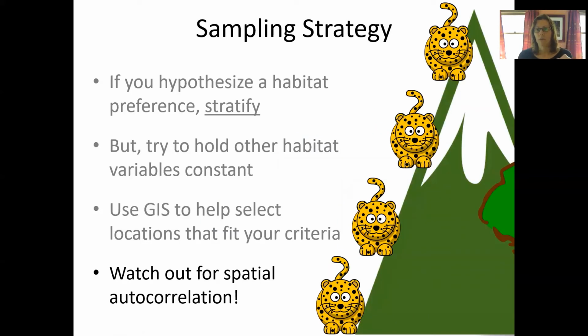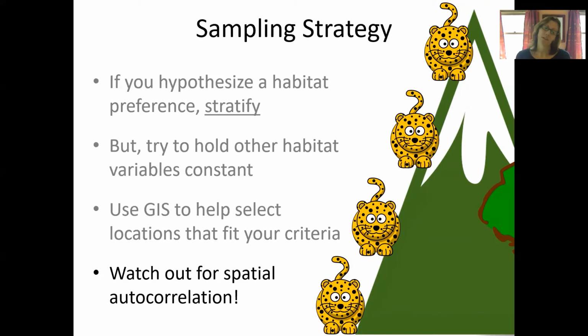So key take-homes in terms of sampling strategy: stratify against whatever variable you're interested in understanding relative to habitat, while trying to hold other habitat variables as constant as possible. We can use GIS to help select locations that fit those criteria, but keep an eye out for spatial autocorrelation and know that there are options within GIS to figure out how far apart you need to make your samples.